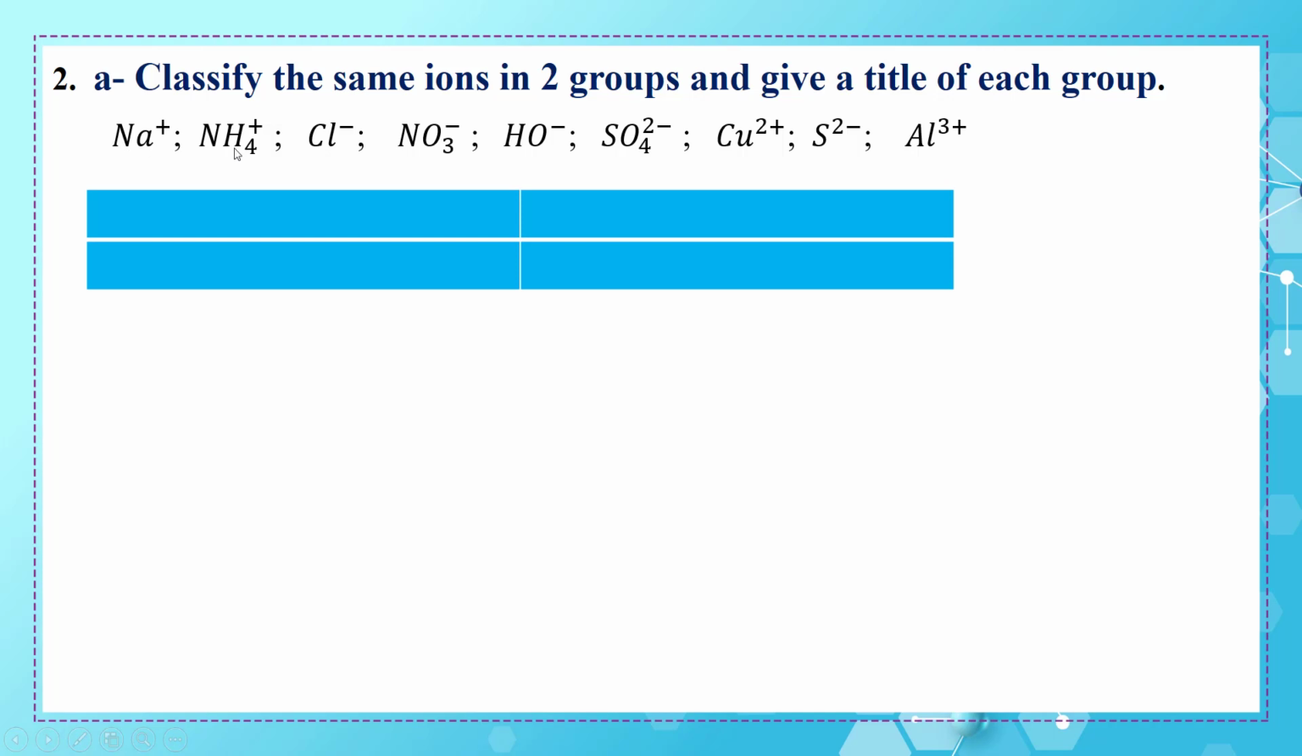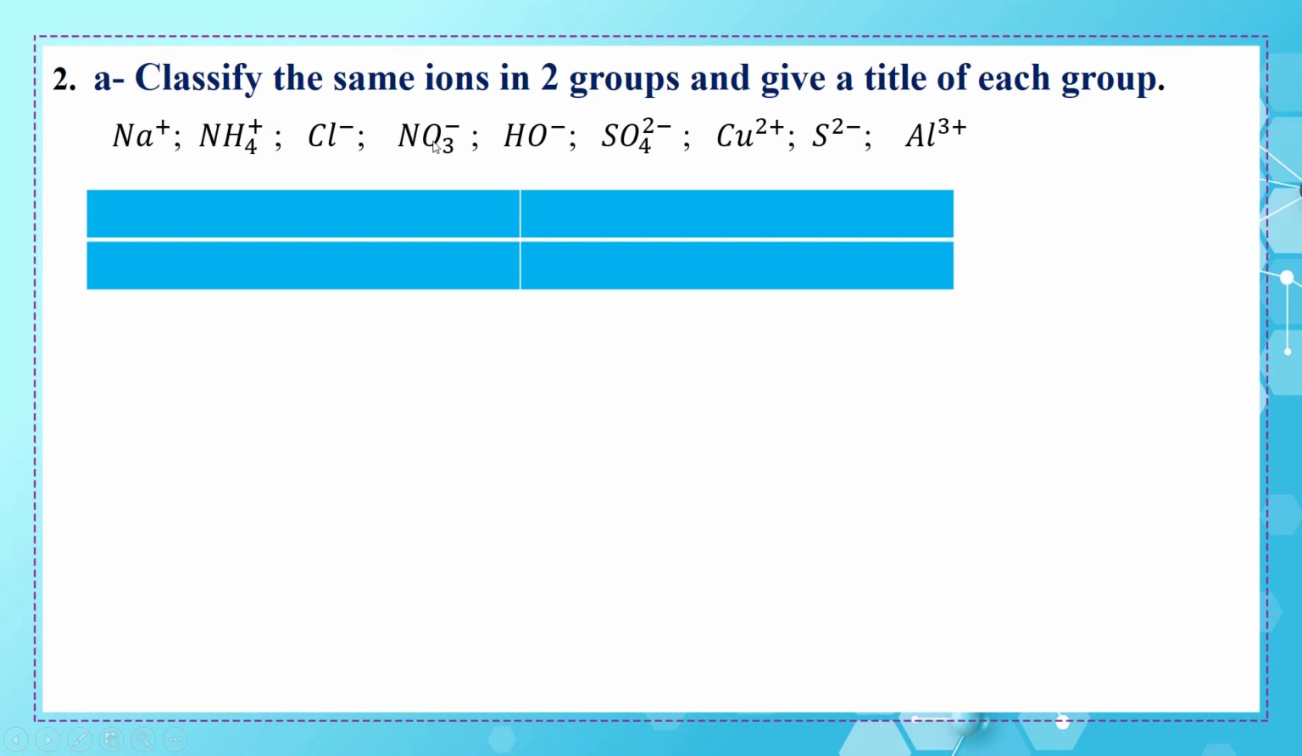What about NH4+? Look here, how many atoms do we have here? We have 1 N and 4 H. So this ion is made up of 5 atoms. What about Cl-, which is a chloride, is made up of just one atom, which is chlorine. Look at NO3-, 1 N, 3 O, so it consists of 4 atoms.